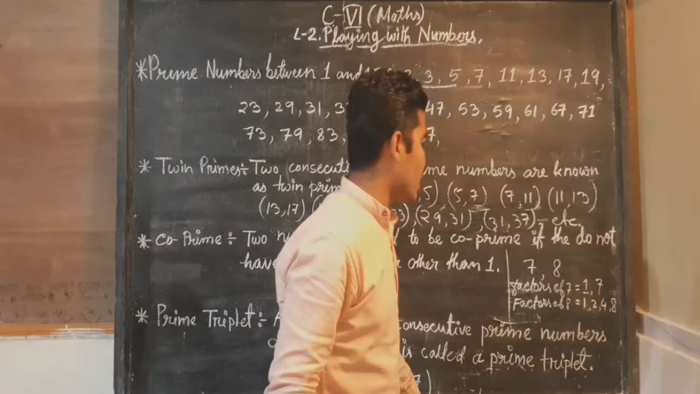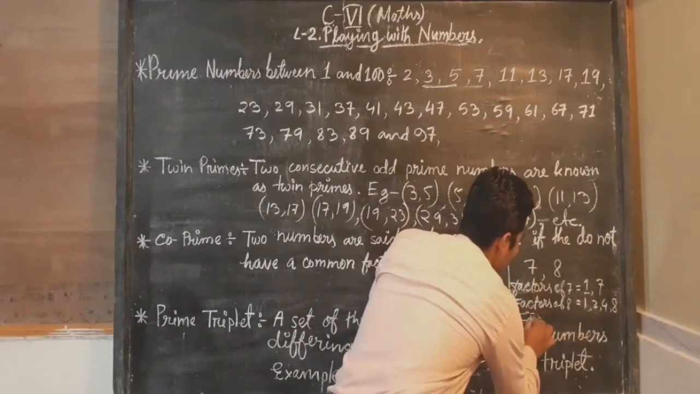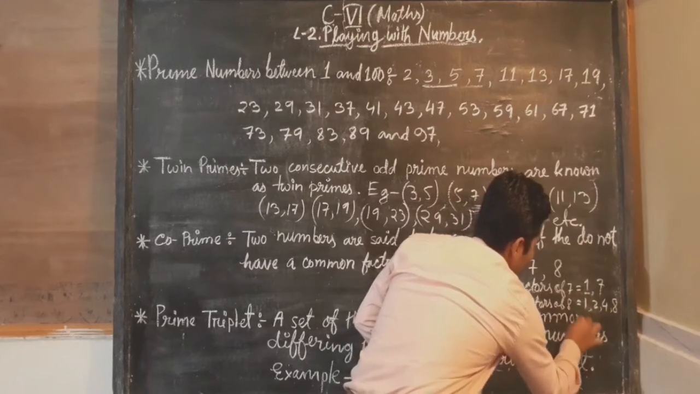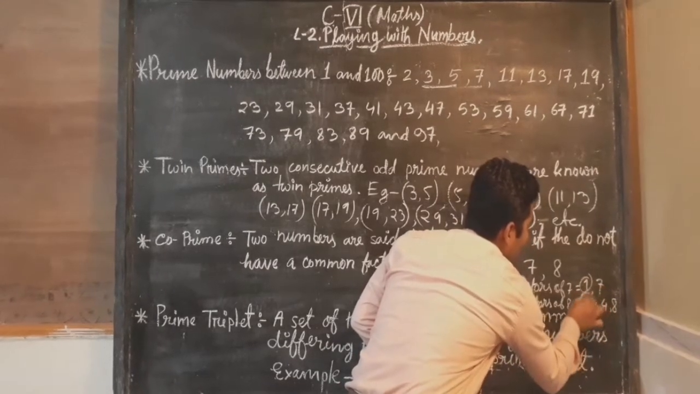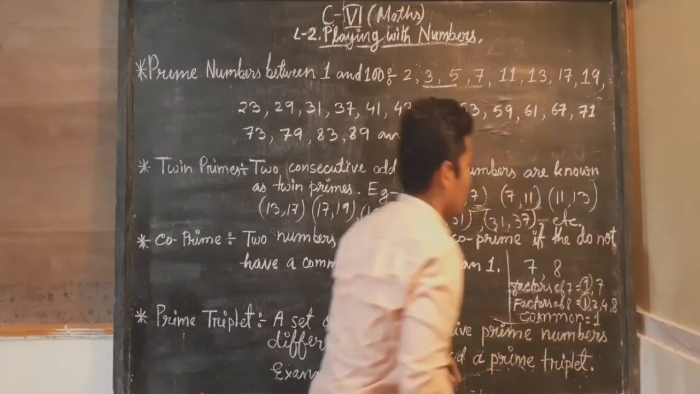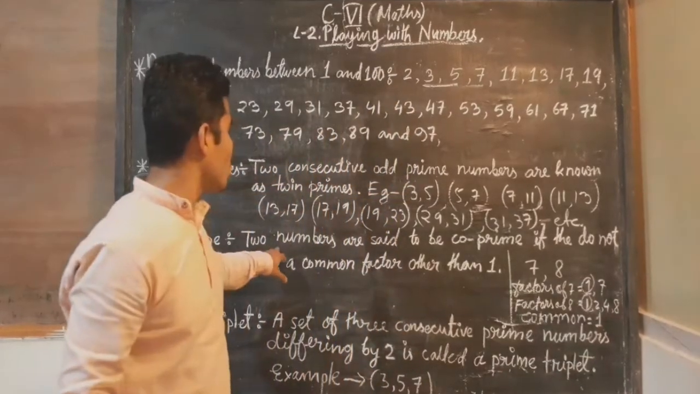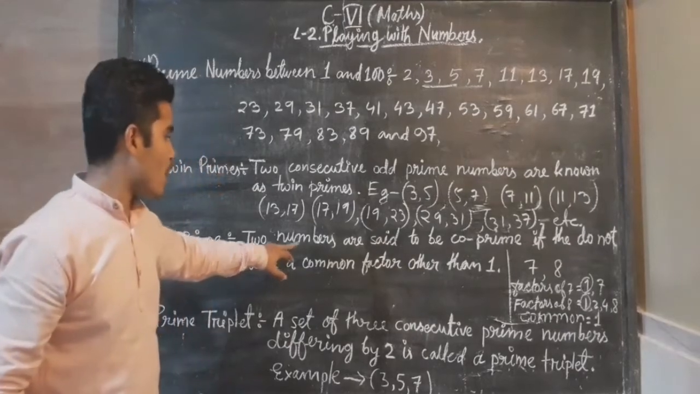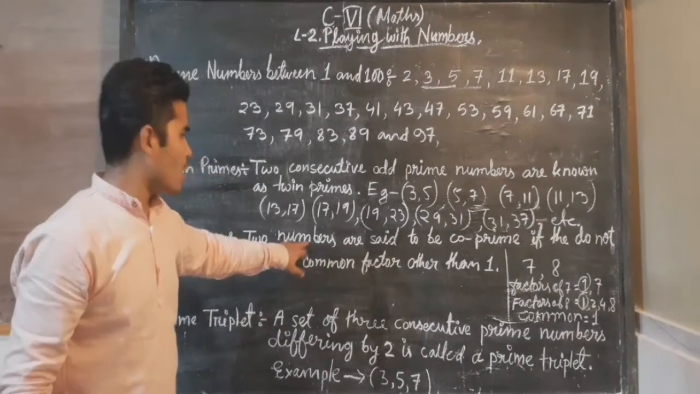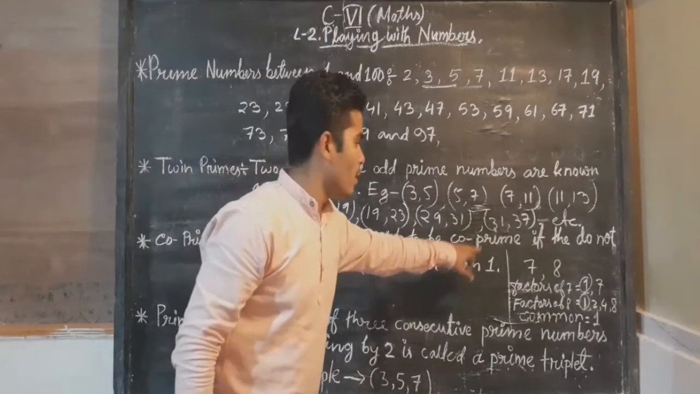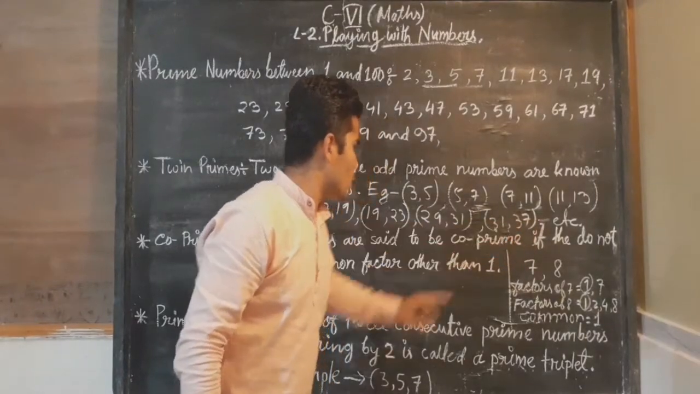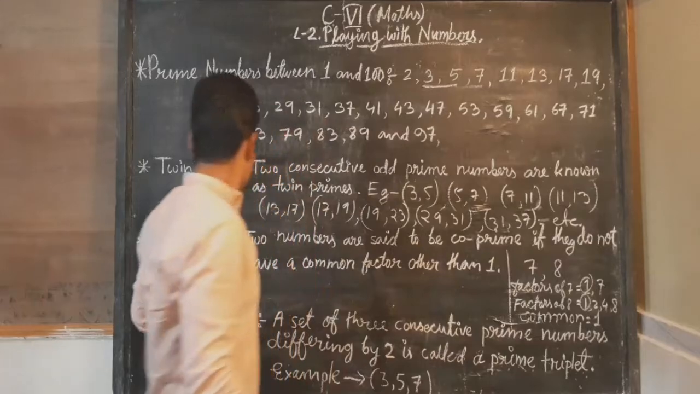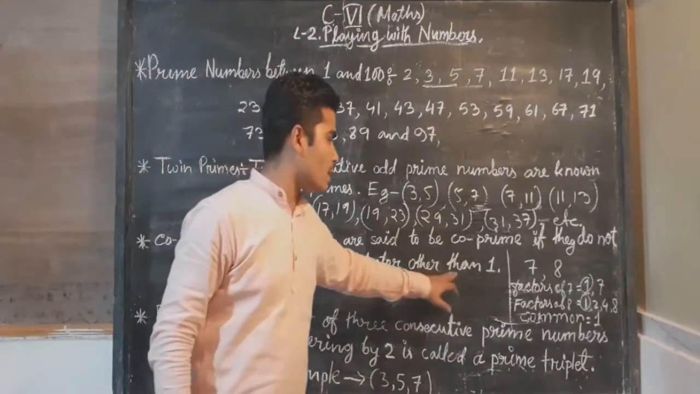So if you find the common factors between these two numbers, you will see that we get only one common factor, that is 1. So what is the definition? Here you can see there is no mention of prime numbers. Two numbers are said to be coprime if they do not have a common factor other than 1.